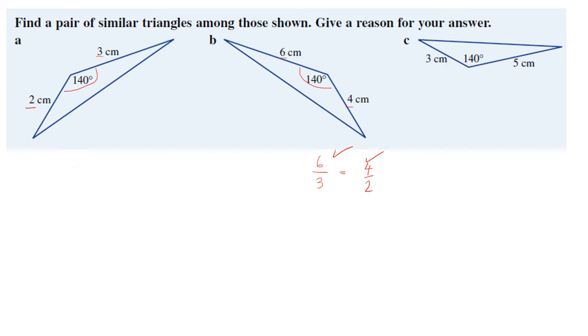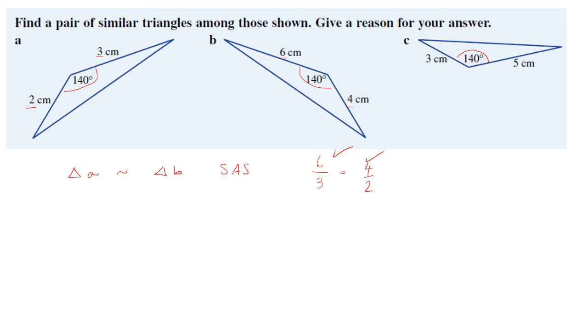So we can say triangle A is similar to triangle B because of the side angle side test. All right, if we were to have a look, just for argument's sake, at our third triangle, triangle C, our included angle is 40.